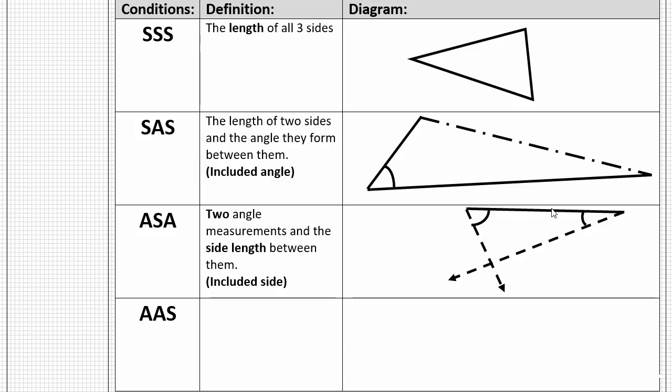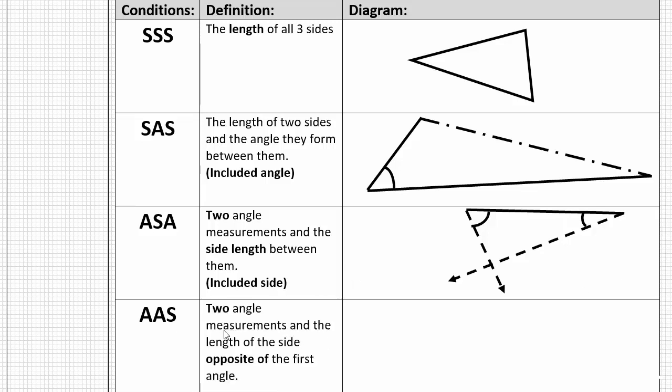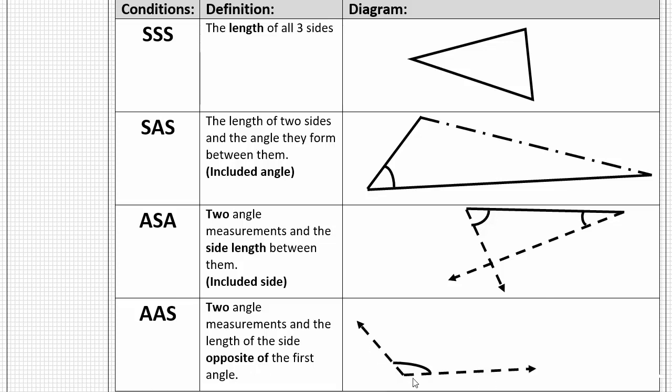one unique triangle. Our last condition is angle, angle, side. It is defined as two angle measurements and the length of the side opposite of the first angle. So what's that look like? So we know they're giving us one angle measurement. So I've included just the angle arc in solid black. So we would extend these two lines, we draw a couple lines, but we wouldn't be knowing their precise measurement. But we leave those two lines to create this exact angle measurement that we're being given.